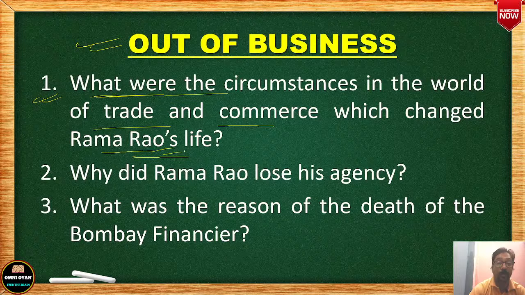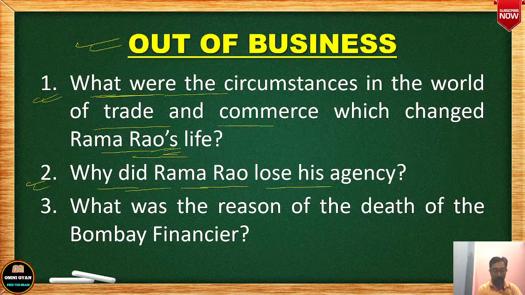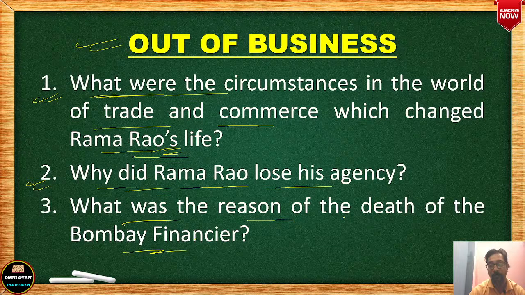Question number 2, why did Rama Rao lose his agency? Because a bank in Lahore had crashed. Then there were so many other things, you know, the death of the Bombay financier was also there. What was the reason of the death of the Bombay financier? Because his wife had run away with the cashier, and this man actually had fallen downhill. Now it could be suicide or murder, okay.